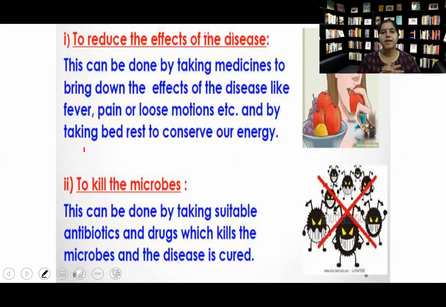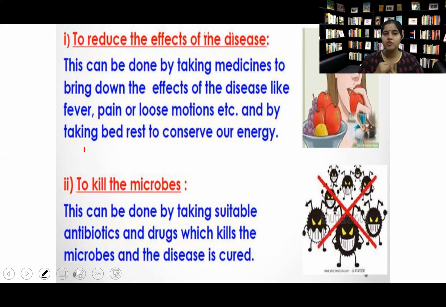This can be done by taking medicines to bring down the effect of diseases like fever, pain, or loose motions, and by taking bed rest to conserve our energy. So how can we reduce the effect of diseases? First, we should take the medicines, proper rest, proper antibiotics, a proper course of medicine, so that we can reduce the effect of diseases.